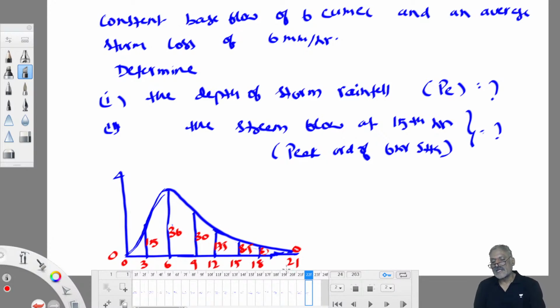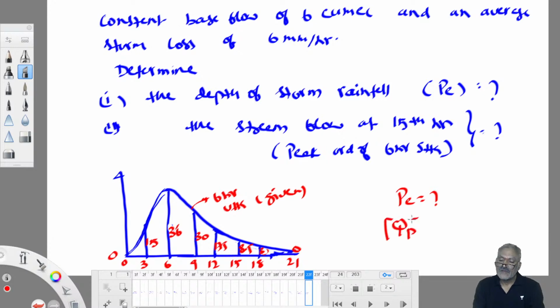So the catchment is draining runoff for 21 hours. This is the 6-hour unit hydrograph, given to you with ordinates. With the help of this, what you have to find out is the storm rainfall, PE, and the 15th hour ordinate of the 6-hour storm hydrograph or flood hydrograph. Also the peak ordinate, QP, of the storm hydrograph. The unit hydrograph peak is known.